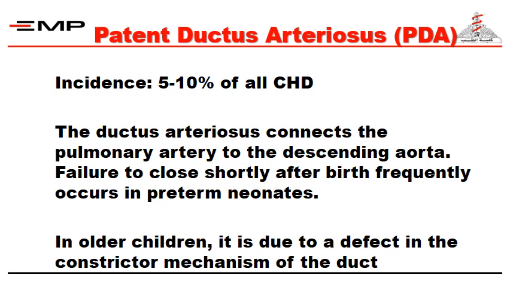The incidence is between 5 to 10% of all congenital heart disease. The ductus arteriosus connects the pulmonary artery to the descending aorta. Failure to close shortly after birth frequently occurs in preterm neonates. Because it is normal for it to close after birth, but in preterm it does not. In older children it is due to defect in the constrictor mechanism of the duct.